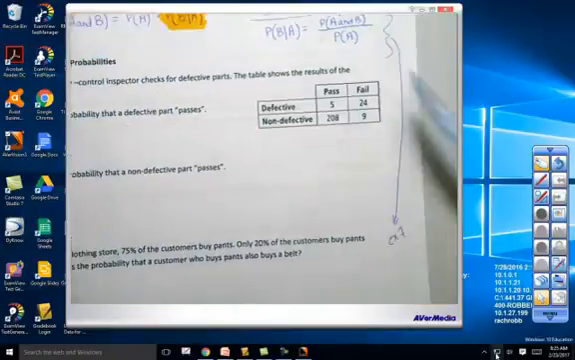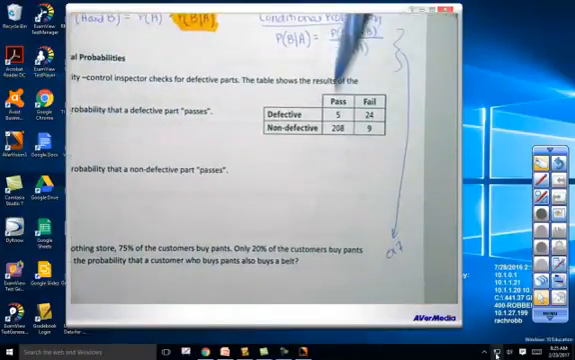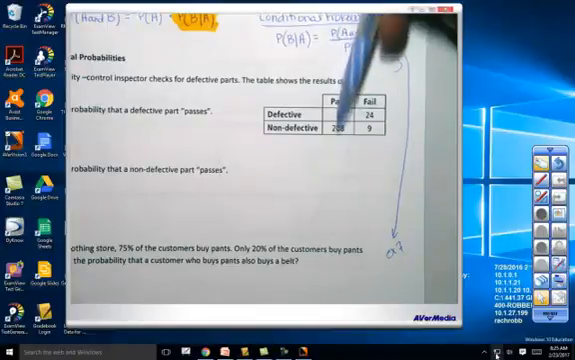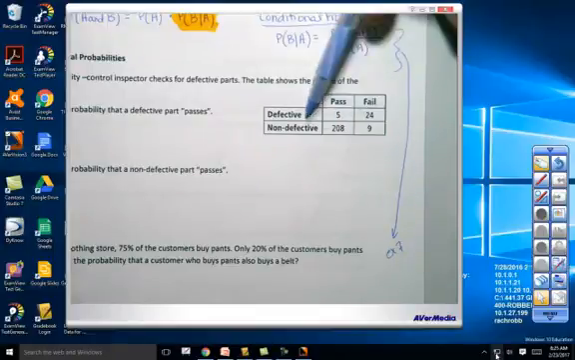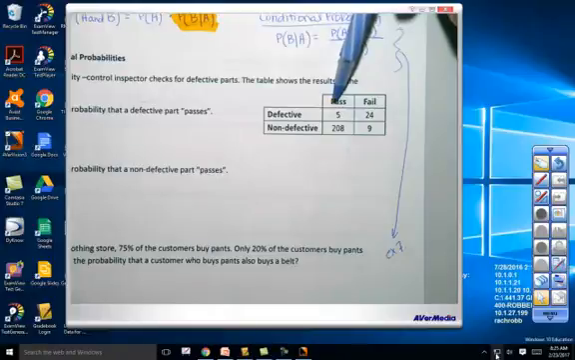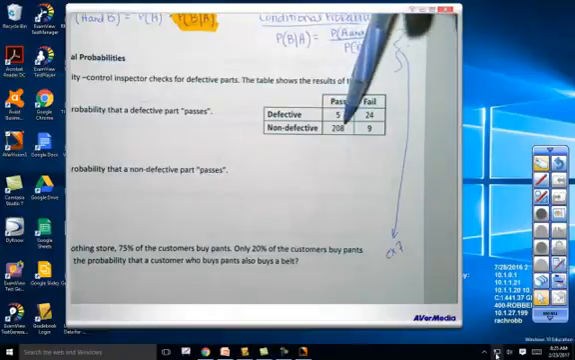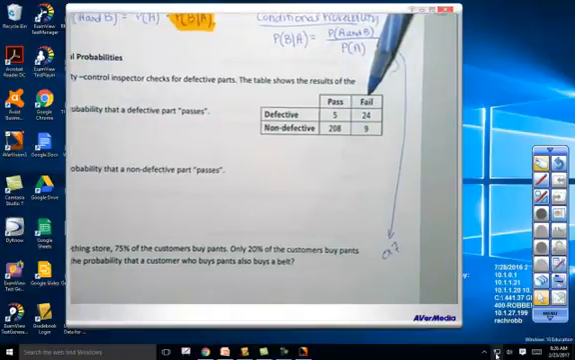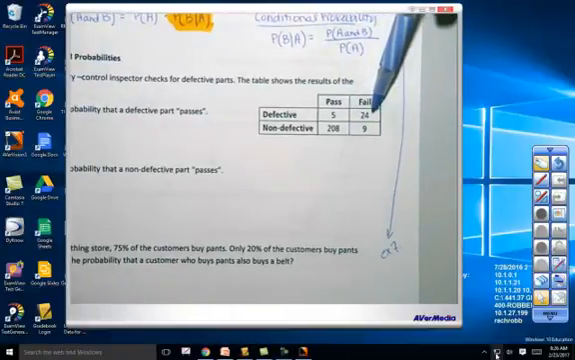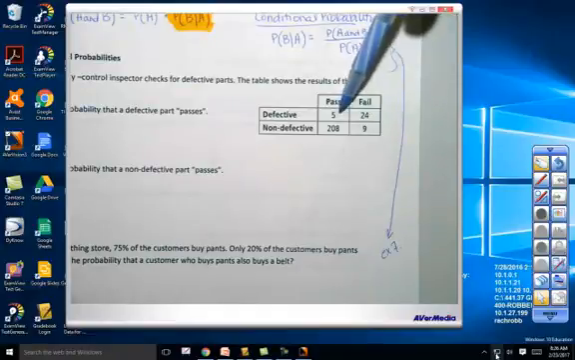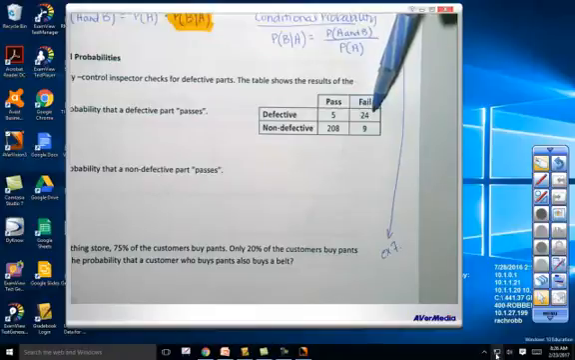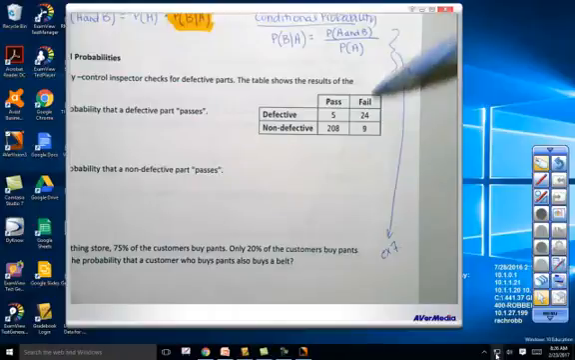When he did his test, this first column, the pass, these are the ones that passed his inspection. So 5 of the defective parts passed his inspection. That's probably not good, right? But 208 of the non-defective parts passed his inspection. That's good. Of those failing his inspection, 24 of the defective parts failed. That's probably good that they failed. We kind of wish all of the defective ones had failed, sort of the goal, but that doesn't usually happen. And then 9 of the non-defective parts failed his inspection. Okay, so that's just how this chart works.